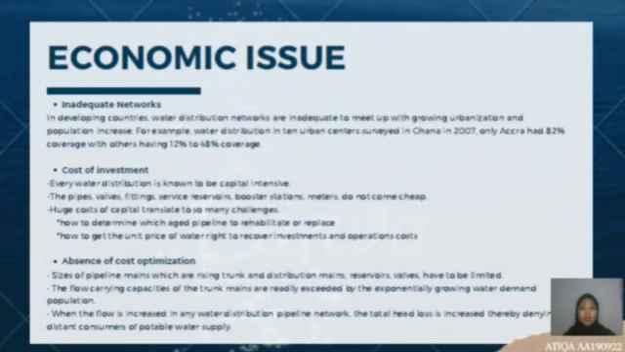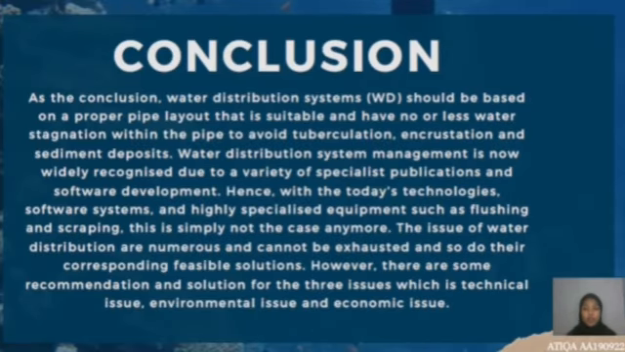Third is absence of cost optimization. The size of pipeline mains needs to be limited. The flow carrying capacities of the trunk mains are readily exceeded. When the flow is increased in any water distribution system, total head loss is increased, thereby denying distant consumers of potable water supply. In conclusion, water distribution should be based on a proper pipe layout that is suitable and has no or less water stagnation within the pipe.